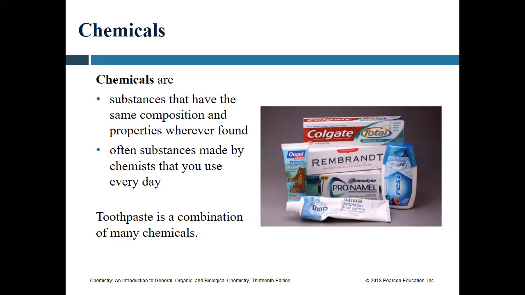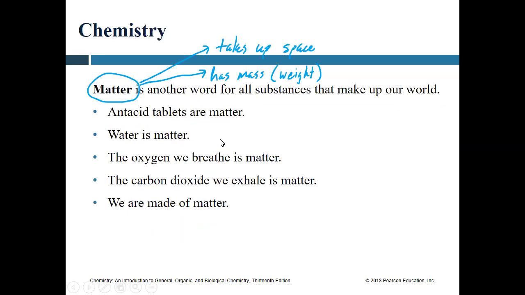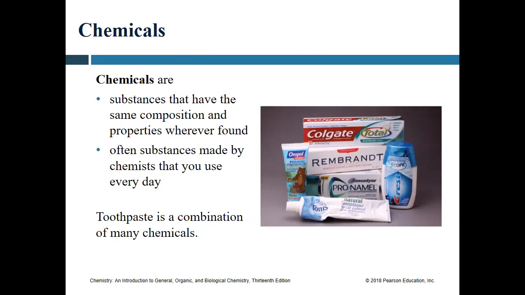So if you go back to where we were yesterday, we talked about the idea that chemistry is the study of the processes, reactions, composition, and properties of matter. And that matter is just some substance, anything that takes up space and has mass. Well, when we get into talking about chemicals, chemicals are kind of the same thing. Chemicals are composed of matter. They are substances that have the same composition, the same properties, regardless of where you find them.